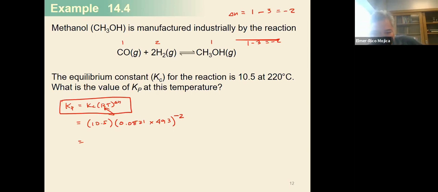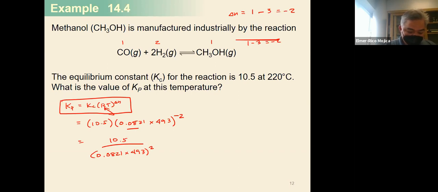The 8.314 is if you have joules in your unit, but this doesn't have any joules. So you use this R value. So you can also arrange it like this. If you do that, 10.5 divided by 0.0821 times 493, and then squared the whole thing.